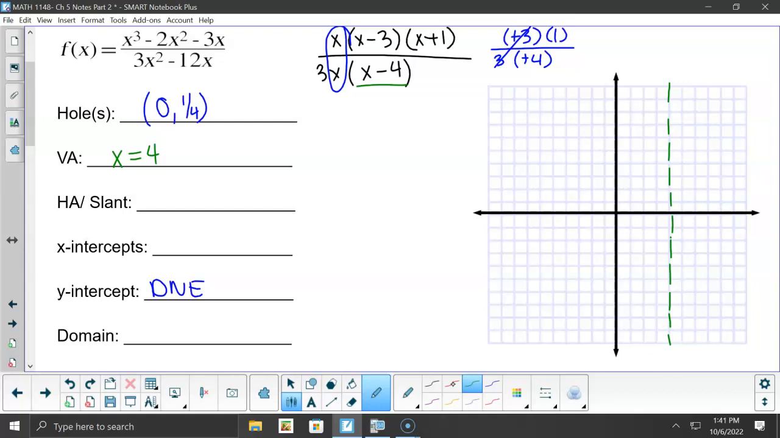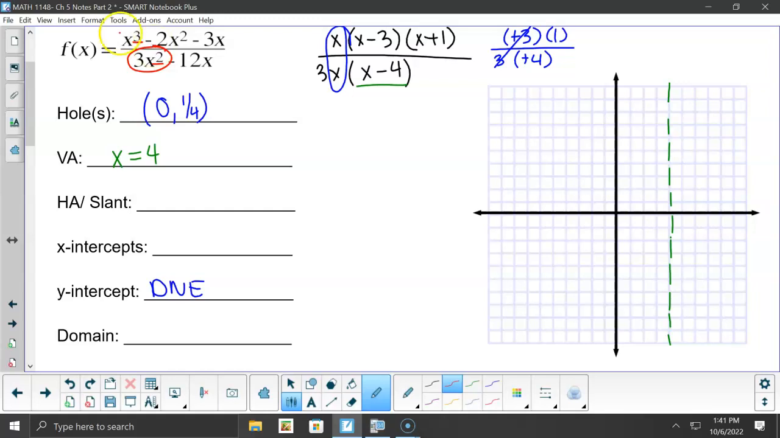So, horizontal or slant, what am I going to have? Slant. Yeah, so you go back to the original when you're looking at horizontal versus slant, because you're really focused more on the degree. So because the degree on top is bigger than the degree on the bottom, we're going to end up dividing by this whole leading term right here. Okie dokie.